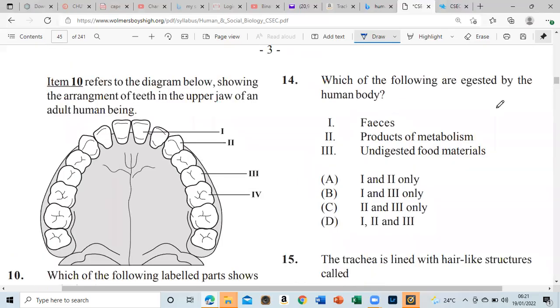Which of the following are digested by the human body? Is it 1, feces, 2, products of metabolism, or 3, undigested food materials? Is it 1 and 2, 1 and 3, or 2 and 3 only, or is it all 3? And number 14 is 1 and 3, feces and undigested foods. So number 14 is B. Let's move on to 15.